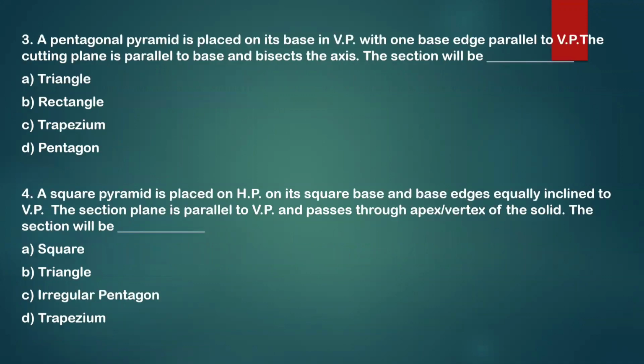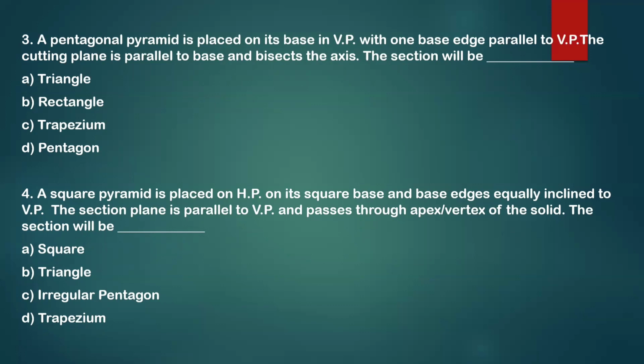Third, a pentagonal pyramid is placed on its base in VP, with one base parallel to VP. The cutting plane is parallel to the base and bisects the axis. Then the section will be... Now, it's again very simple.